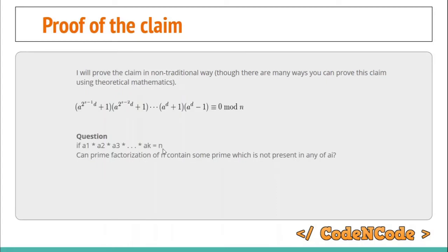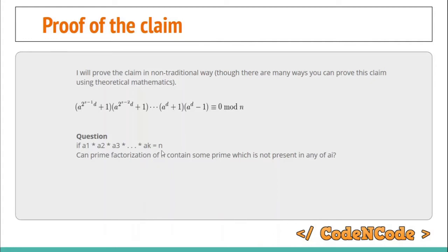So suppose there is an integer n which is written as a product of k integers, a1 times a2 times a3 up to ak. Now ask yourself a question: can the prime factorization of n contain any prime which is not present in the prime factorization of any of these numbers? For example, the prime factorization of n contains 7, but none of these numbers have 7 in their prime factorization. Is it possible? If you think, just pause the video and think for some time, and I'm going to tell you the answer anyway. Most likely you already know the answer is no.